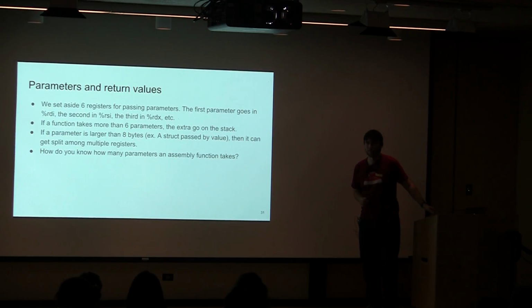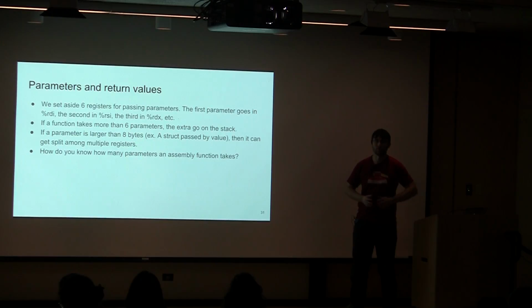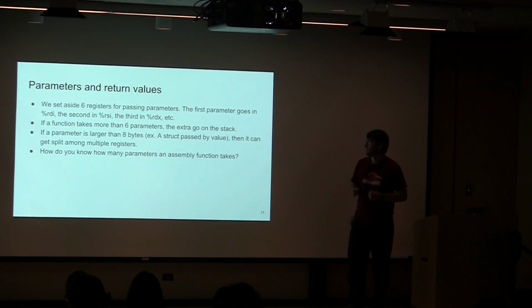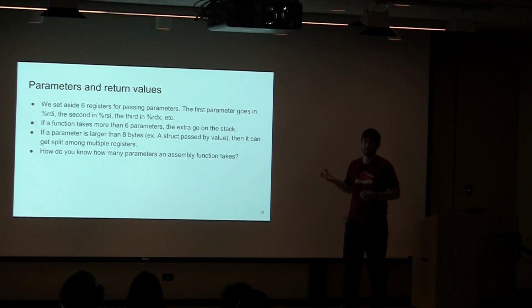So one of the most important things we use registers for is passing parameters between functions. In x86-64, the convention is that the first 6 parameters get passed in 6 specific registers. So RDI is the first one, RSI is the second one, RDX is the third one. They're all listed in order on the cheat sheet.